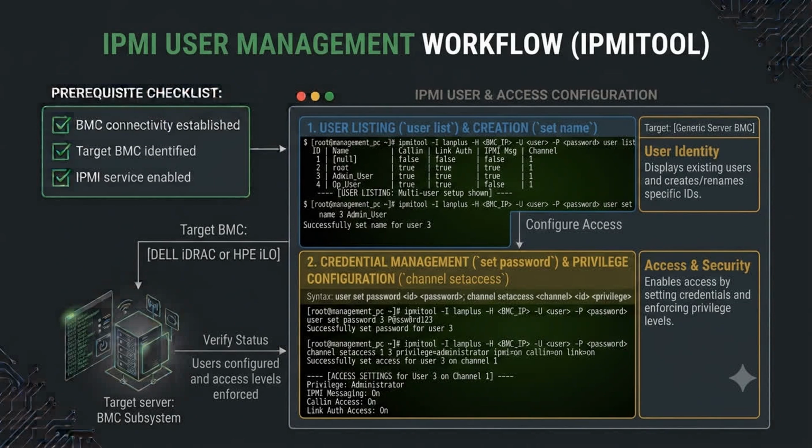Type ipmitool user set name 2 Murli. This creates user ID 2 with name Murli. Type ipmitool user set password 2. The BMC prompts you for a password. Type ipmitool channel setaccess 1 2 privilege=4. This gives user 2 administrator privilege on channel 1. Now Murli can access the BMC via network. User management secures your infrastructure.